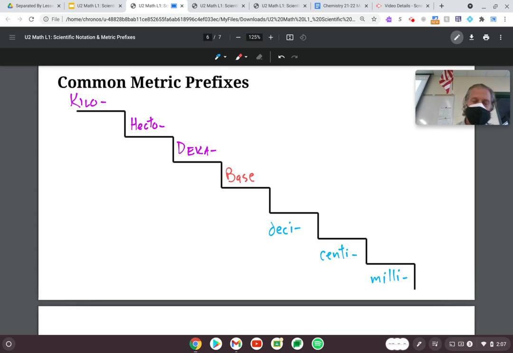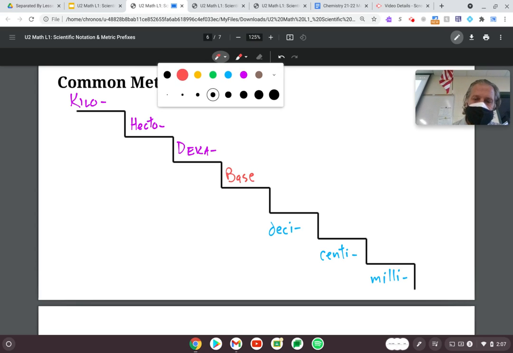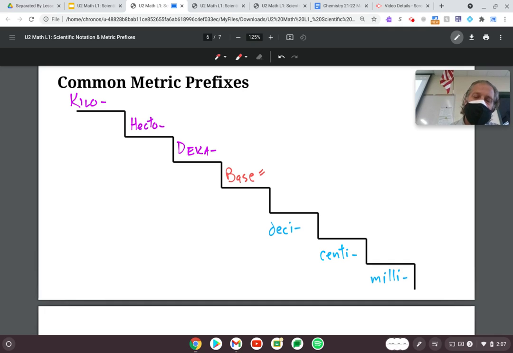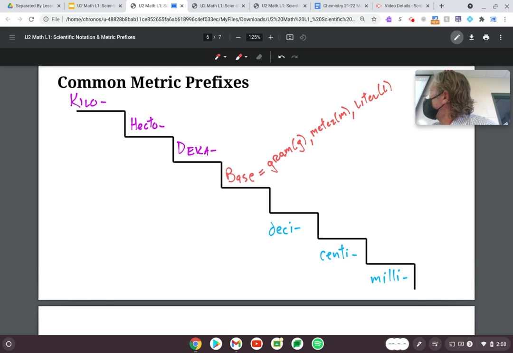So what do these things mean? Well, the base can be like a gram. It can be a meter. It could be a liter. It can be a lot of things, but those are the ones that we're going to really focus on. Okay.